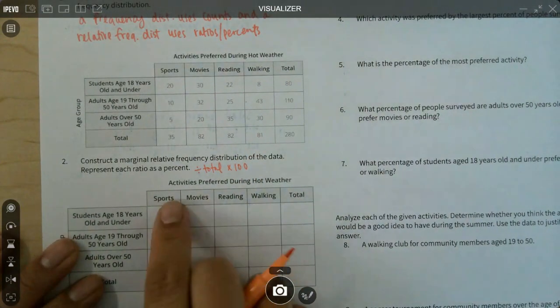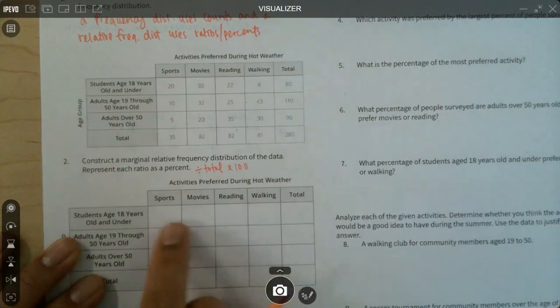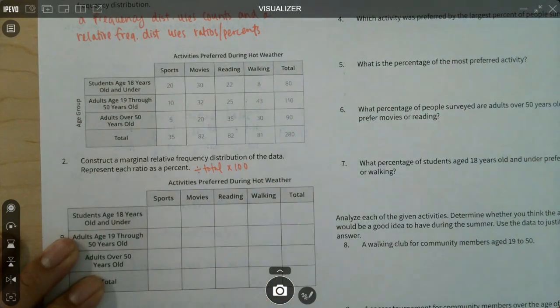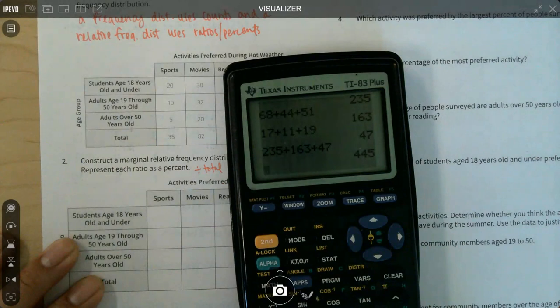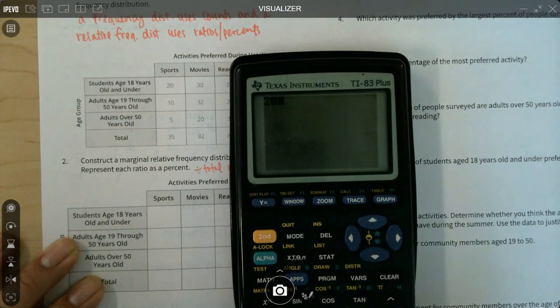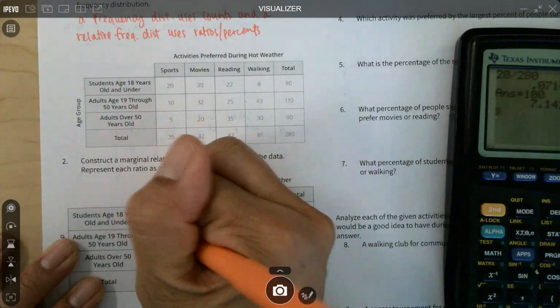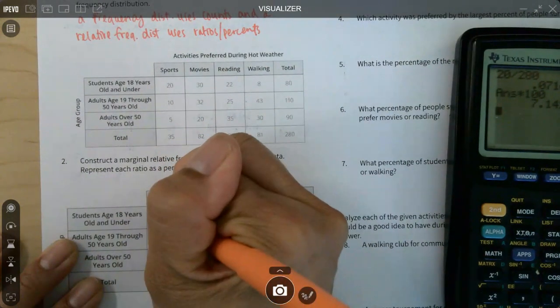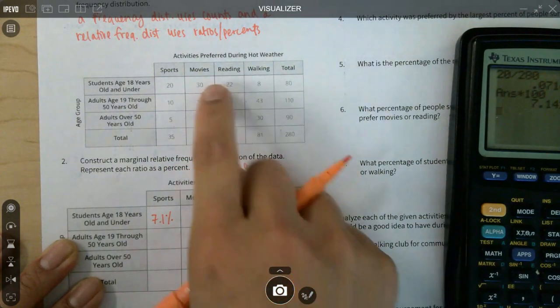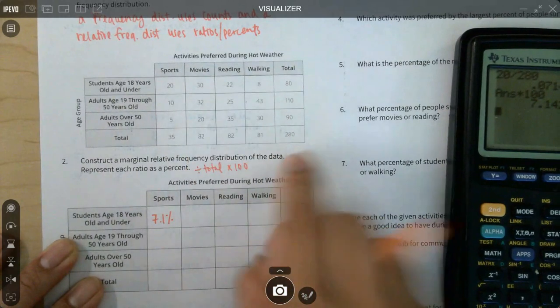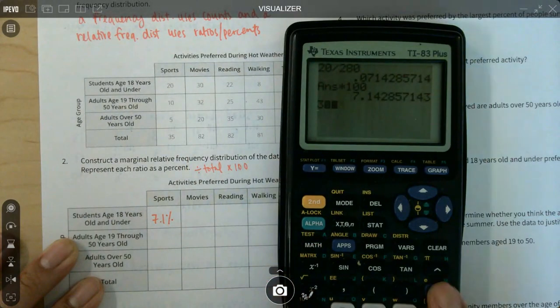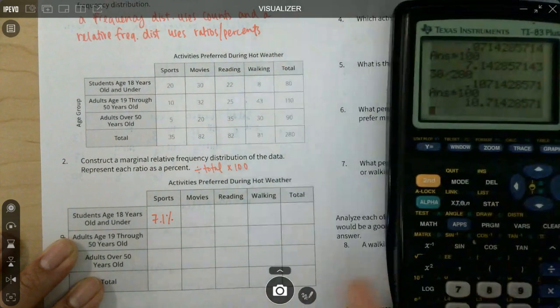Okay, so for this first cell, we're going to do 20 divided by 280, and then we're going to multiply that by 100 to make it a percent. So we can say 7.14%, or we'll say 7.1%. The next one is 30, so we're going to do 30 divided by 280, and then multiply by 100. That's going to be 10.7%.